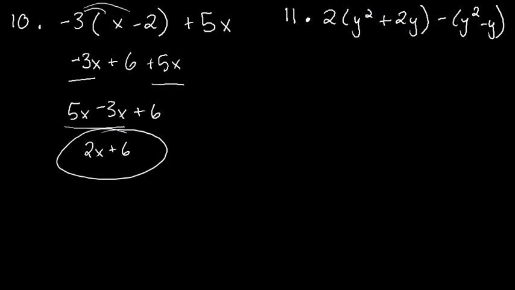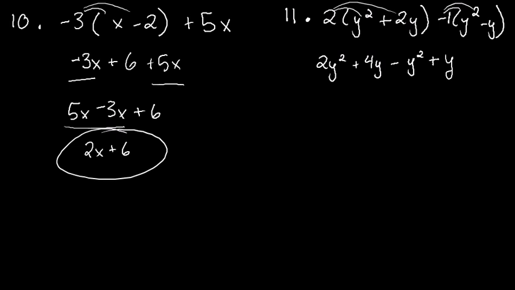Number 11. I'm going to use my distributive property, and I'm going to have to do that twice. I need to remember that when I have a parentheses and a negative sign or a minus sign in front of that parentheses, I need to distribute that as well and change the signs. So I get 2 times y squared is 2y squared. 2 times 2y is 4y plus 4y. And here is where I need to pay attention to my signs. Negative 1, technically this is a 1 right here, times y squared is minus y squared. And negative times negative leaves me with a positive y.